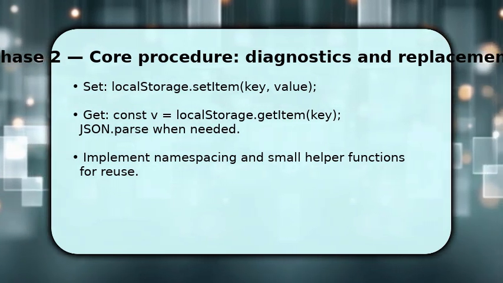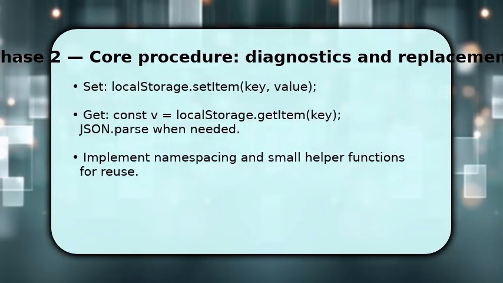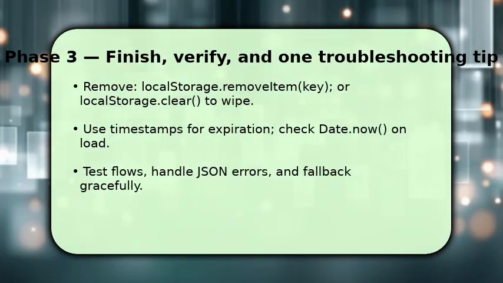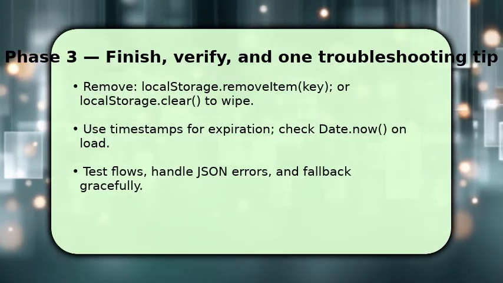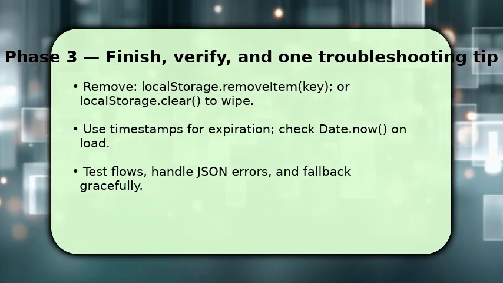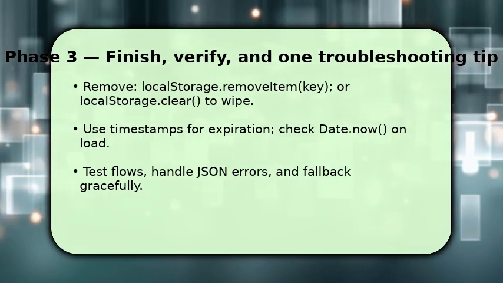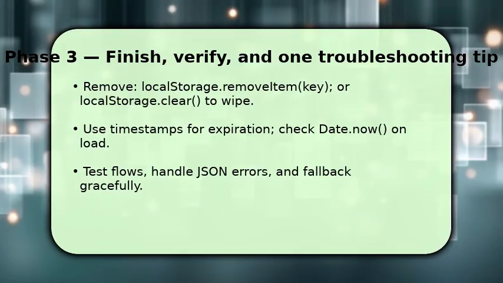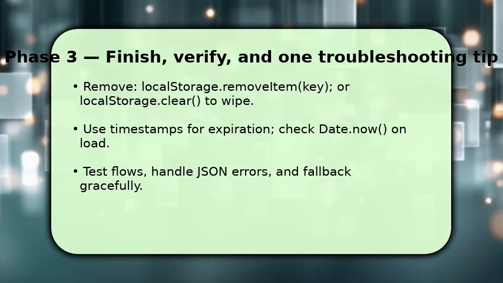Complete the flow by wiring UI actions to storage. Save on form submit, load on init, and update on change. Use removeItem for deletions, and clear only when you truly want to wipe app data. For expirations, store a timestamp alongside the payload and compare Date.now() on load, then purge stale items.